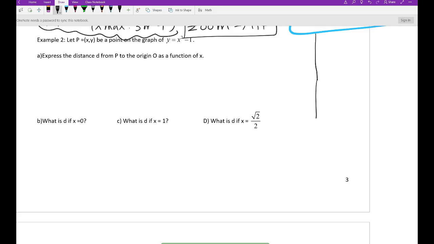So what am I graphing? A parabola. What's the vertex? (0, negative 1) is the vertex. When x is 1, what's the output? 0. When x is negative 1, 0 as well. So here we go. Okay, so this is y equals x squared minus 1.